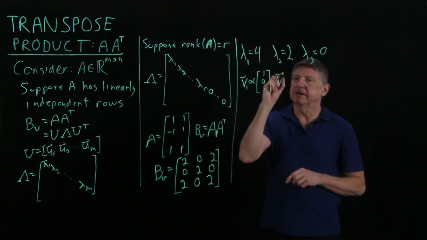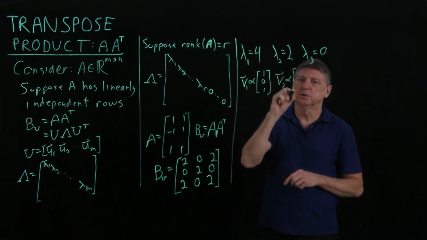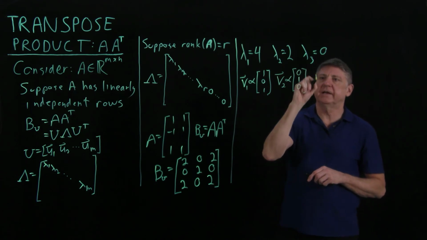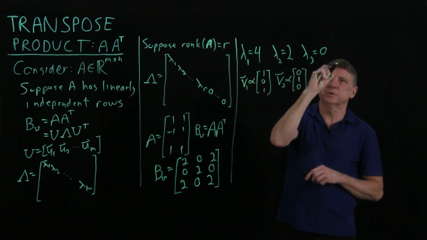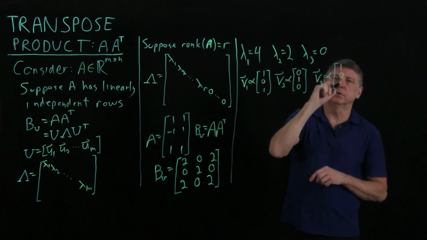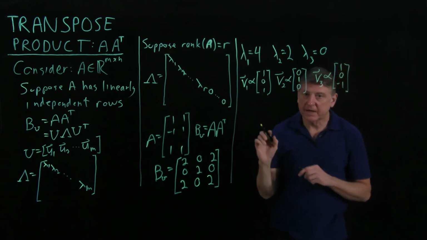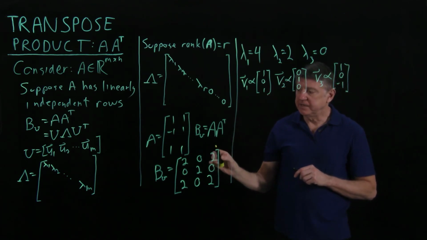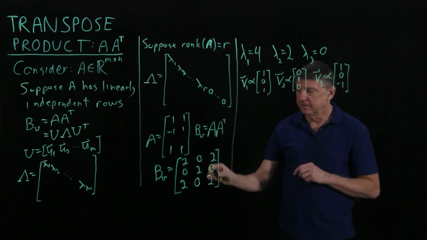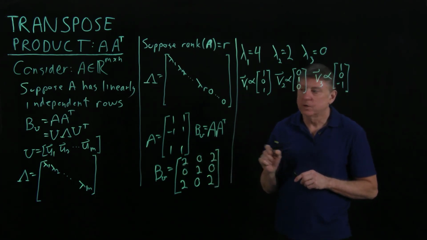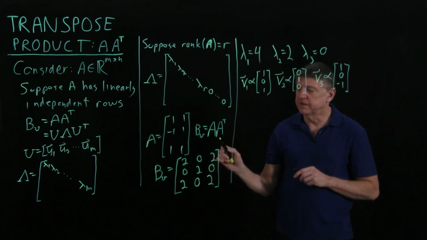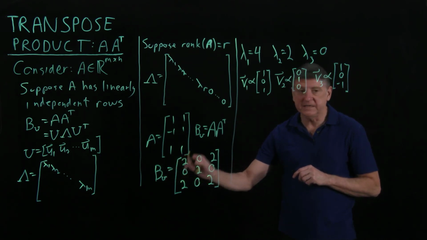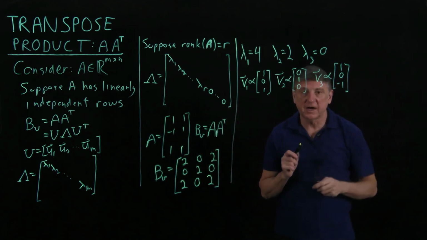I find that eigenvector 2 is proportional to 0, 1, 0, and I find that eigenvector 3 is proportional to 1, 0, minus 1. A calculation that you can do is that eigenvector 3 should be in the null space of this matrix. So you can do that cross-check yourself and verify that the null space of B is spanned by this third eigenvector of B.